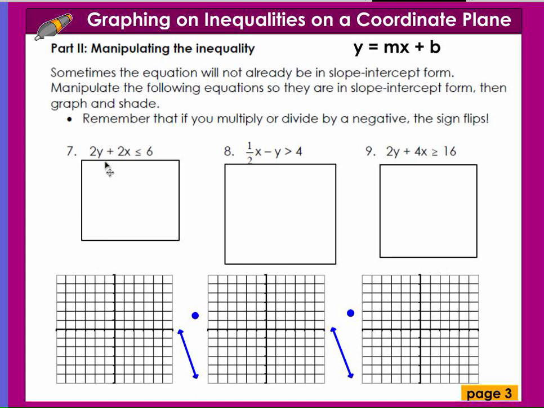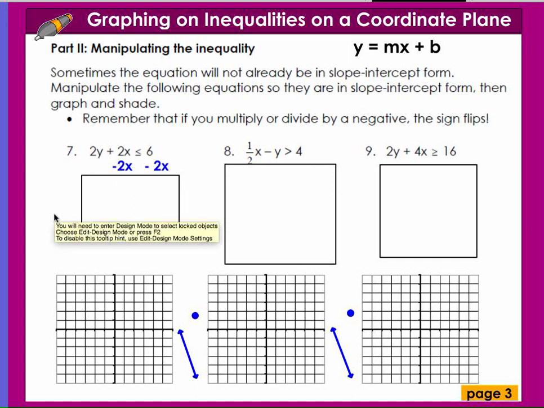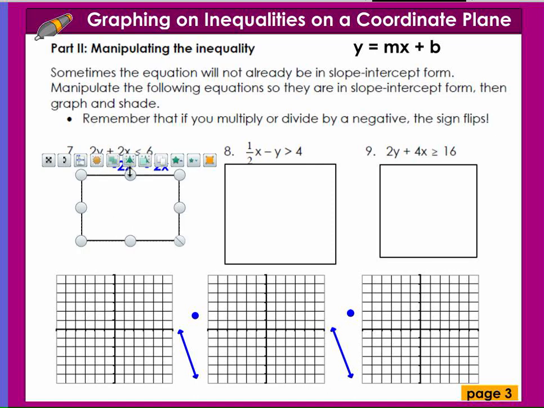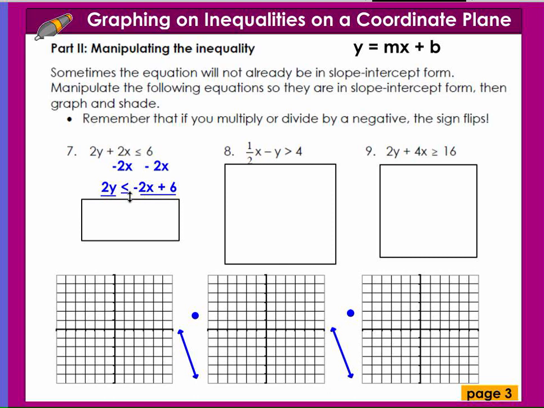All right. So we need to get this y by itself. So our very first step in number 7, if you want to follow along with me, is going to be to get this 2y by itself, so then we can get y by itself. So to get this 2y by itself, we need to get rid of plus 2x. So we subtract 2x from both sides. So go ahead and write that. What are you left with when you do that? Notice how I write it. I write it this way. 2y is going to be less than or equal to negative 2x plus 6.